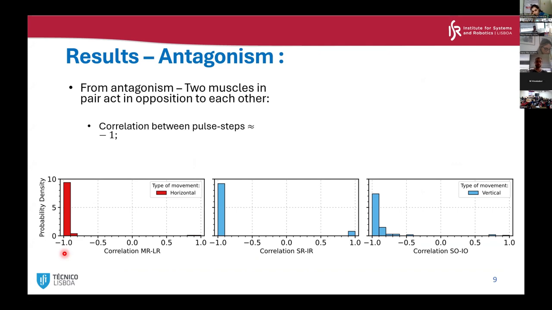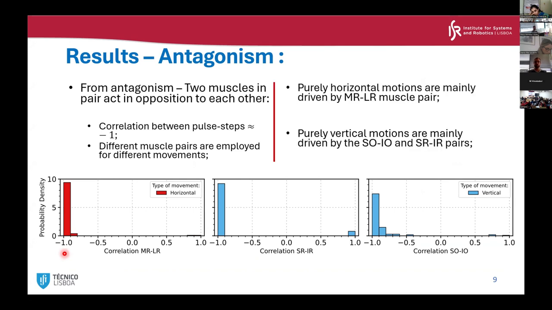Another interesting point that we discovered was that different types of muscle pairs would typically be employed to perform different movements, with horizontal movements being mainly created by one type of muscle pair, whereas purely vertical motions would require two.